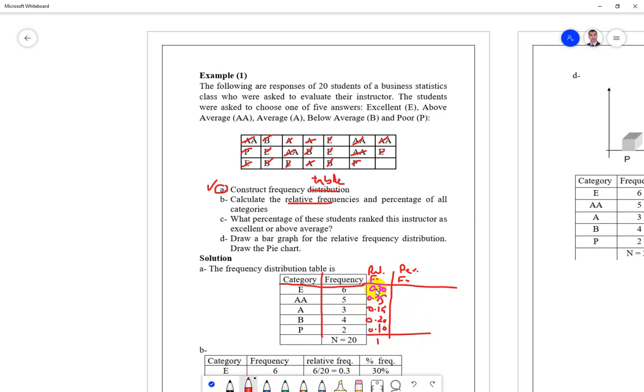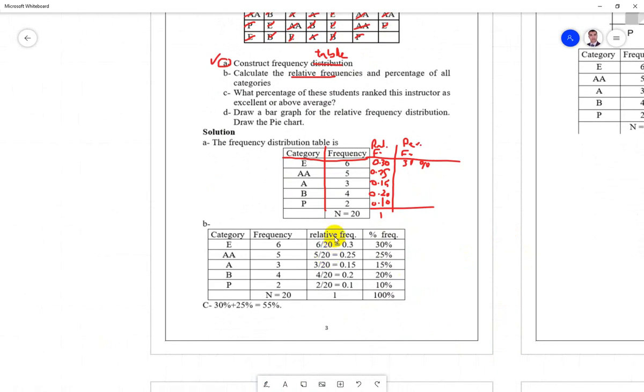Percentage frequency equals relative frequency times 100. So now 0.30 times 100 equals 30. So you have the values as percentages, that's 30%, and so on for all the values that you have. So that's 30%, 25%, and so on. Actually I have the table for you, the table for the relative frequency and percent frequency. Just calculate it in the same way as I'm showing you. So that's the answer for question B.